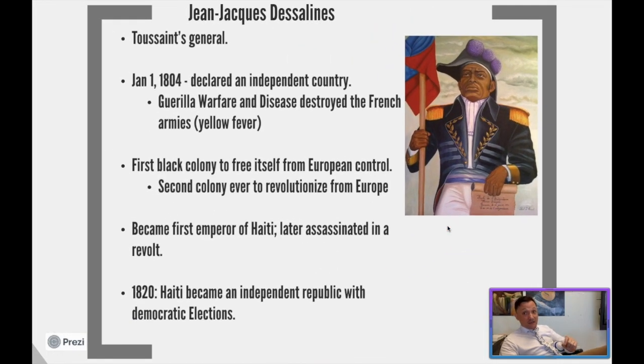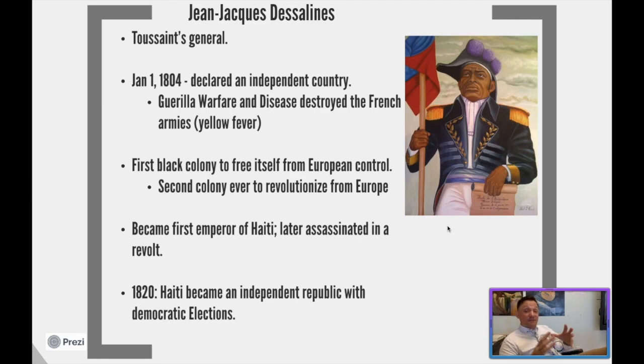Toussaint's general, Jean-Jacques Dessalines, comes into power, and on January 1st, 1804, Jean-Jacques Dessalines declares Haiti to be a new independent country, and he uses guerrilla warfare, and he has a little aid on his side as well, yellow fever, which crushes the French army, right? Guerrilla warfare tactics and the fact that disease swept through the French army and killed so many of them gave Jean-Jacques Dessalines the military upper hand that he needed, right?